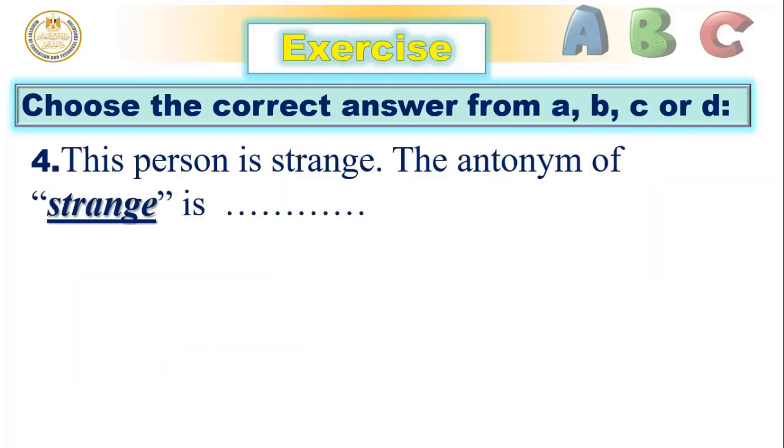Number four, this person is strange. The antonym of strange is. لما أوصف شخص وأقول this person is strange, هذا الشخص ماله strange, غريب.